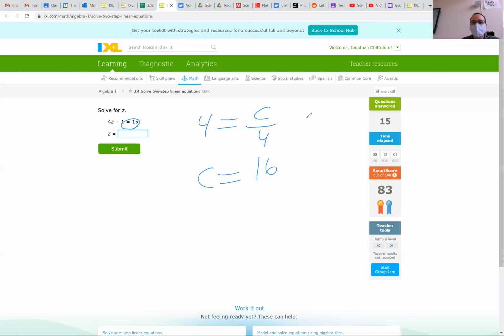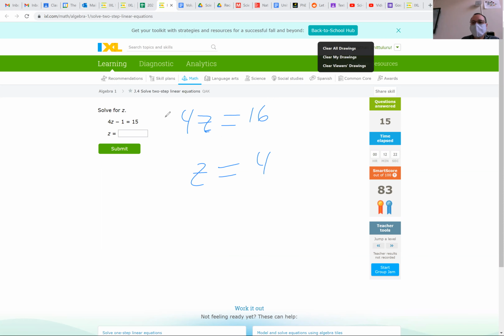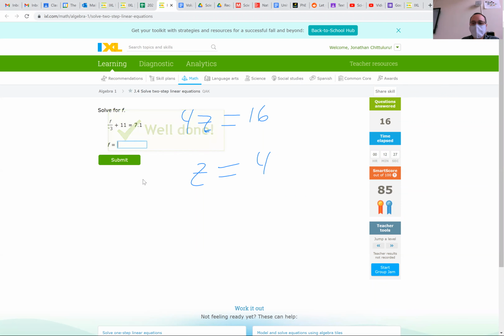This thing really makes you do a bucket load of problems, even if you get them all right. That's a little irritating. Okay, 4z minus 1 equals 15. We're going to add 1 to both sides to undo that subtraction. 4z equals 16. Now we've got multiplication on the left, so we're going to divide both sides by 4. Z equals 16 over 4, which is 4. Okay, let's get that answer put in. Boom. Here we go. All right, looks like we've got 2 or 3 more problems to do.